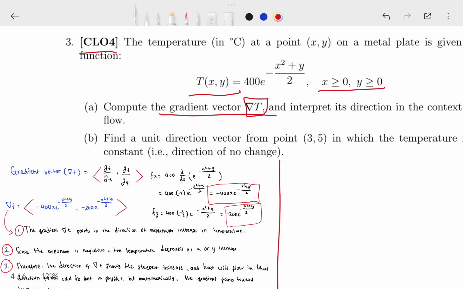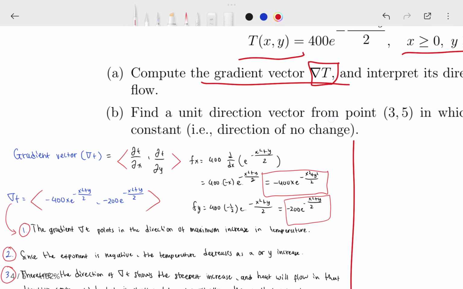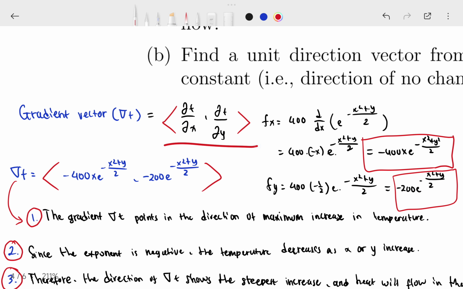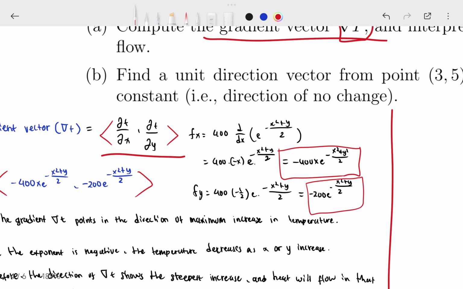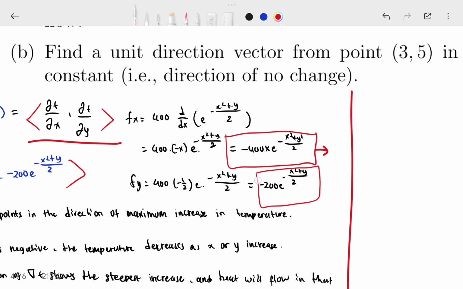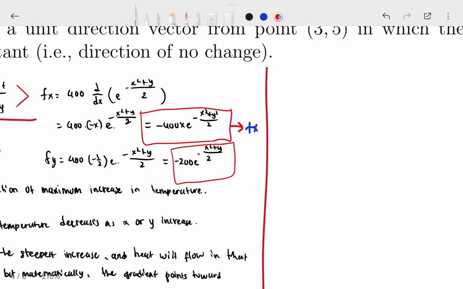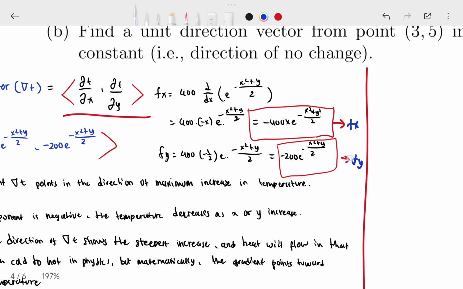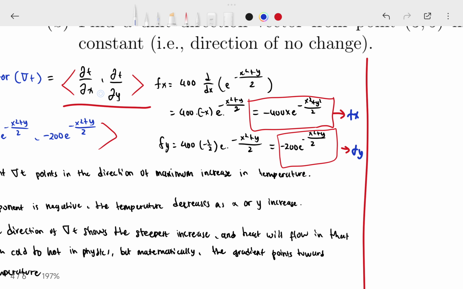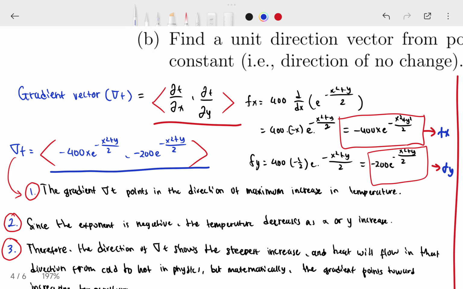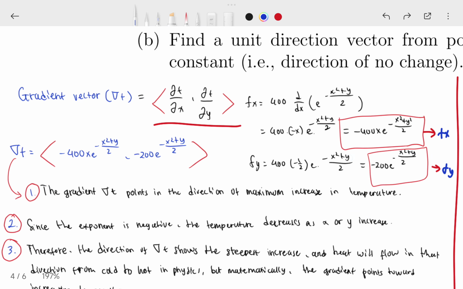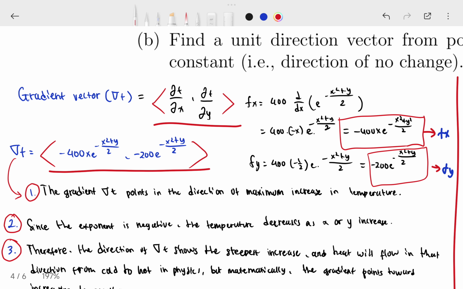We want to compute the gradient vector. So the gradient vector formula is this one. It is the derivative of f with respect to x, so it's fx, and the derivative with respect to y, so it's fy. This is the fx, and this one is the fy. As we get the fx and fy, we need to combine them as one vector. So I already combined it, and it becomes like this.